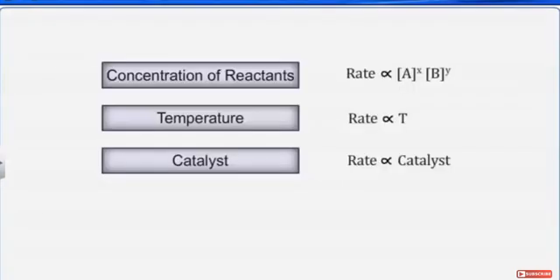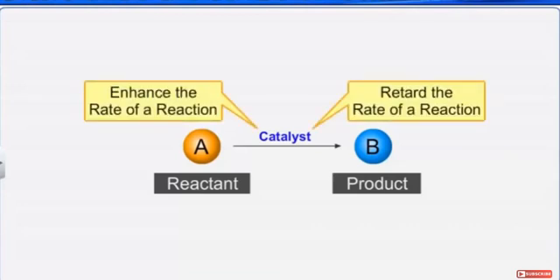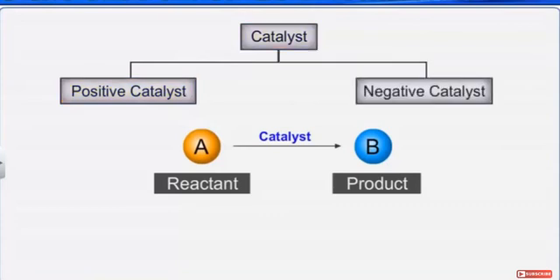We know that the rate of a reaction depends on the concentration of its reactants and the temperature. Along with the concentration and temperature, a catalyst also has a major effect on the rate of a reaction. A catalyst is defined as a substance that alters the rate of a reaction without itself undergoing any permanent chemical change. A catalyst thus can enhance or retard the rate of a reaction. A catalyst that enhances the rate of a reaction is called a positive catalyst, while a catalyst that retards the rate of a reaction is called a negative catalyst.